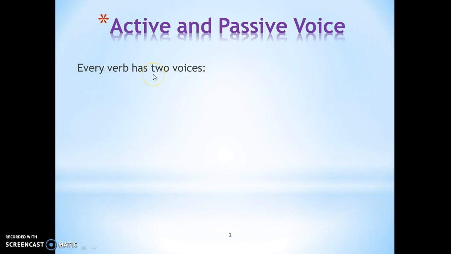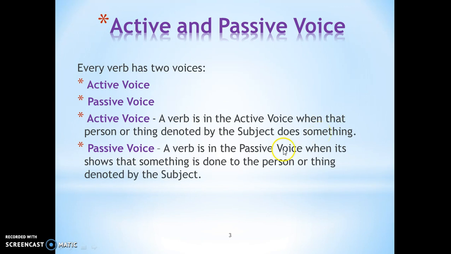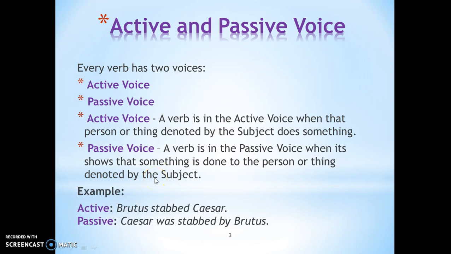Every verb has two voices: active voice and passive voice. An active voice has a verb which says what the subject has done, whereas in a passive voice, a verb shows what is done by the subject. Example: Brutus stabbed Caesar is written in the passive as Caesar was stabbed by Brutus.